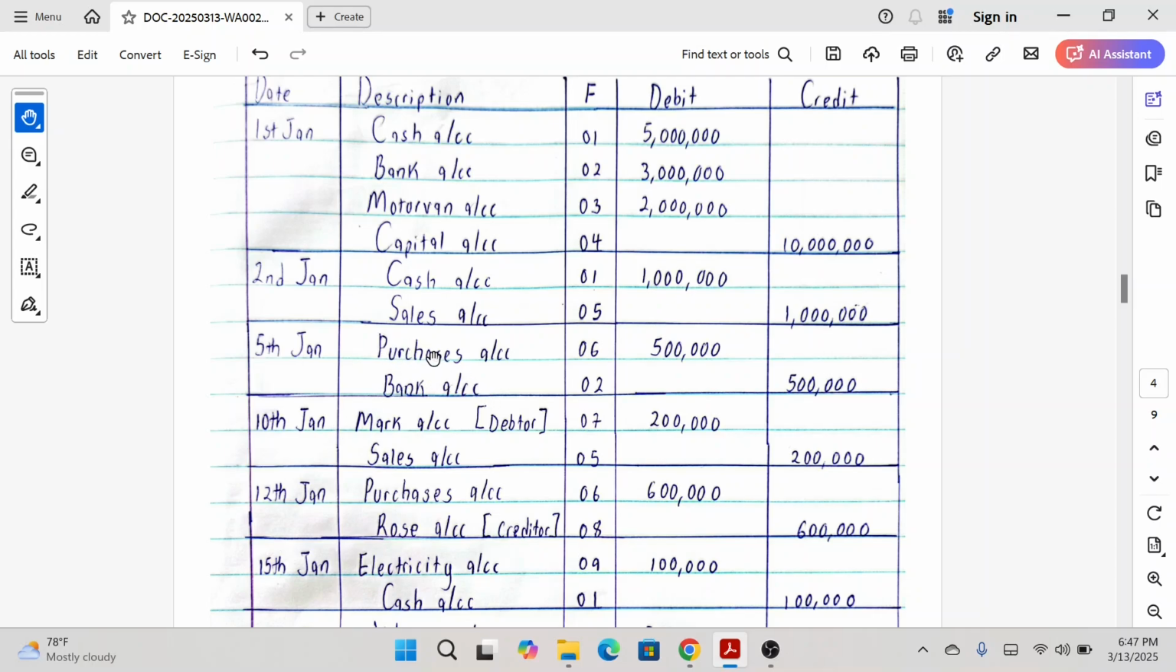Then what I want you to notice is that sales are having a normal credit balance, they increase from the credit side. Purchases are having a normal debit balance, they increase from the debit side.